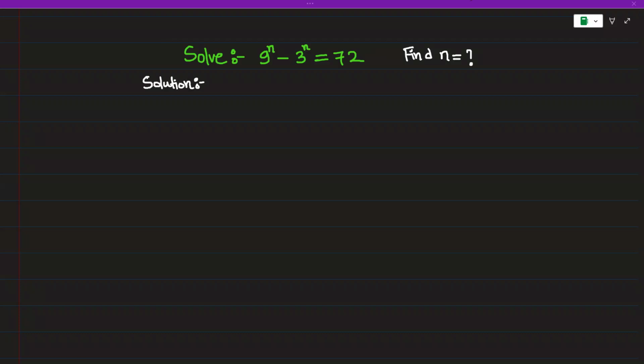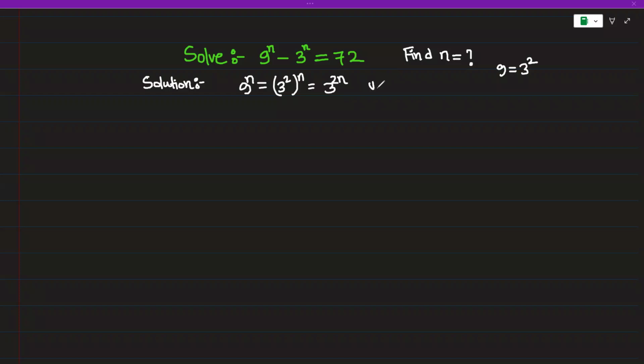Hi, let's solve a new problem. 9 power of n minus 3 power of n equal 72. Here 9 equals 3 power of 2. So 9 power of n equals 3 power of 2 power of n, which equals 3 power of 2 times n, which is 2n.